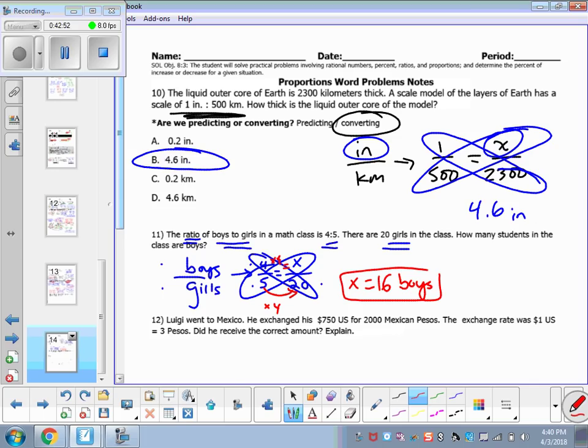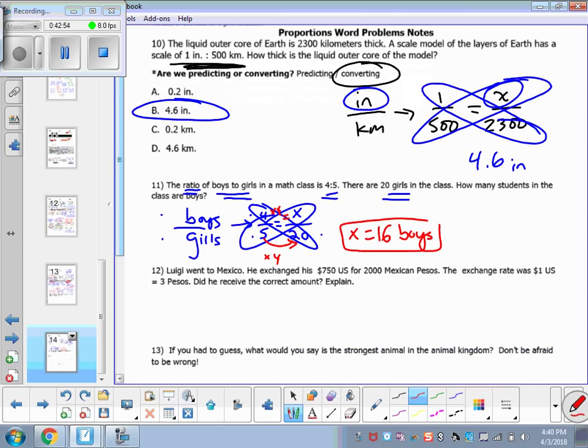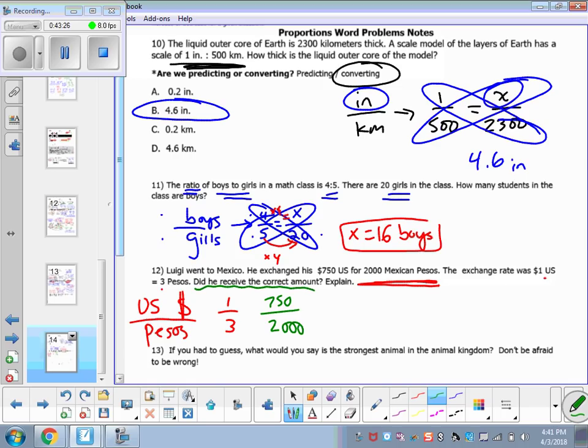All right. Next, Luigi. He went to Mexico. He exchanged $750 for 2,000 Mexican pesos. Now the exchange rate is $1 US for 3 pesos. So once again, we're comparing the US dollar to pesos. And we know that $1 US represents 3 pesos. Now what we've been given this time is that he exchanged $750 US. And what they did was they gave him 2,000 pesos. What we want to know is, did he receive the correct amount?